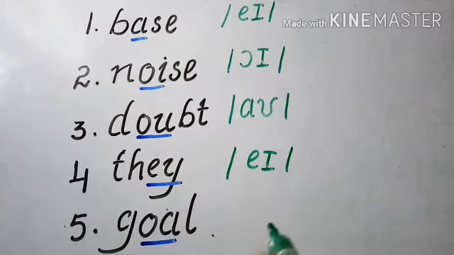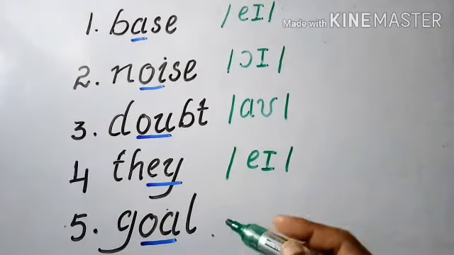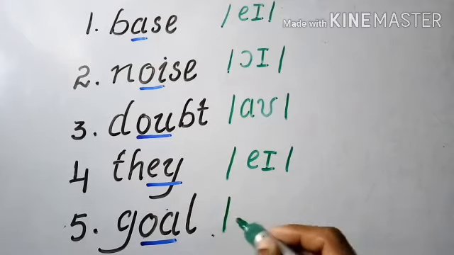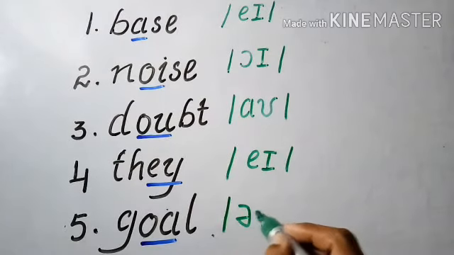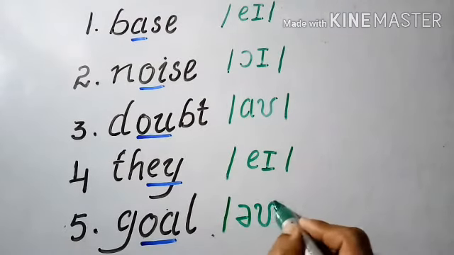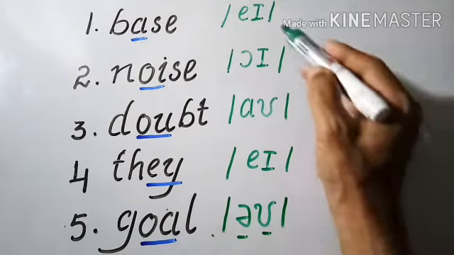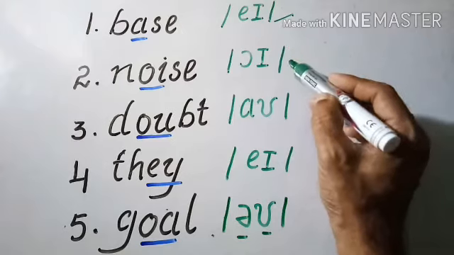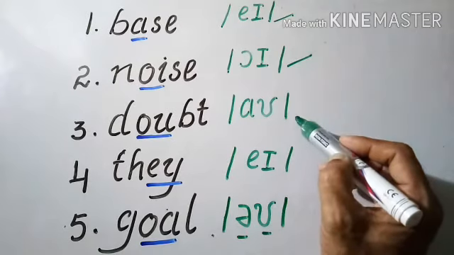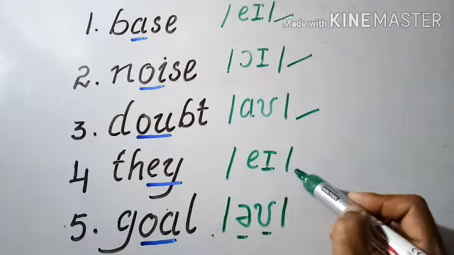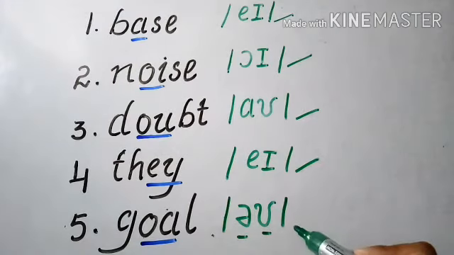Next one is G-O-A-L, girl. This is mute A and U, girl. So A, base. I, noise. O, doubt. A, they. Girl. O.